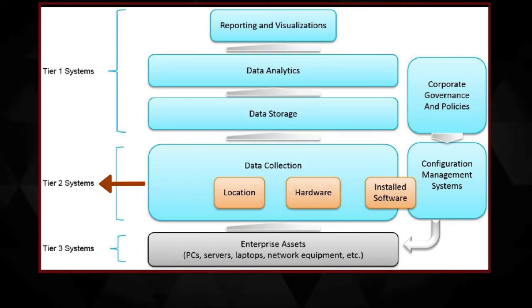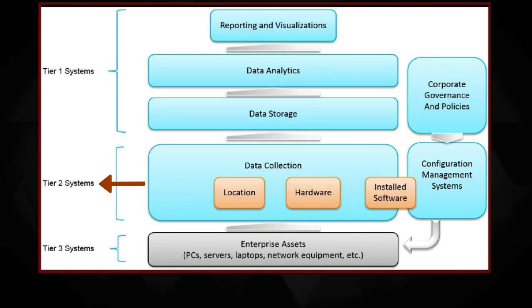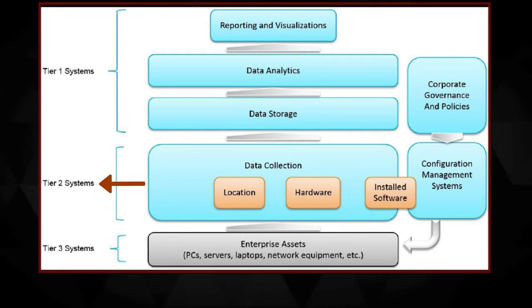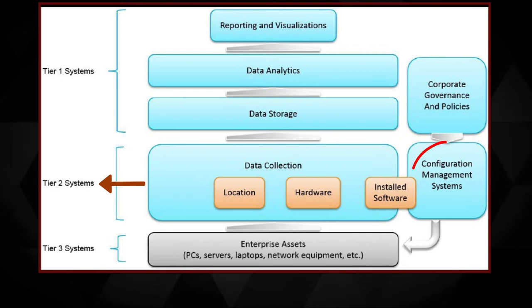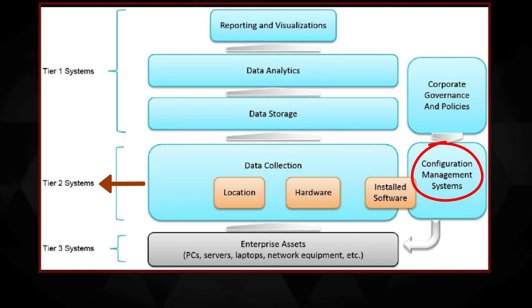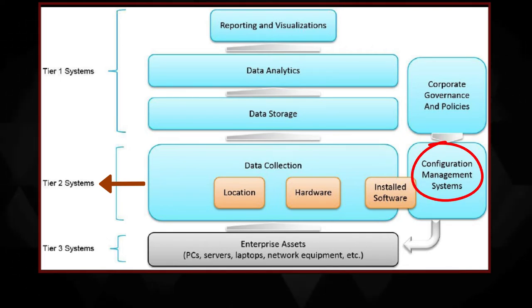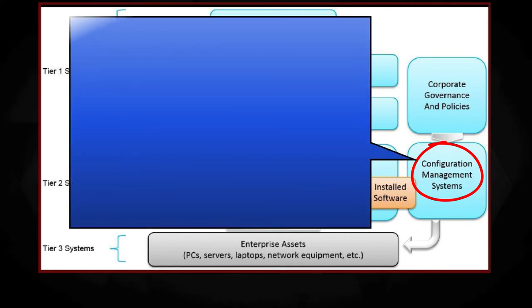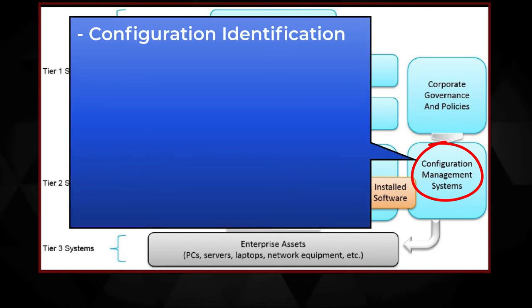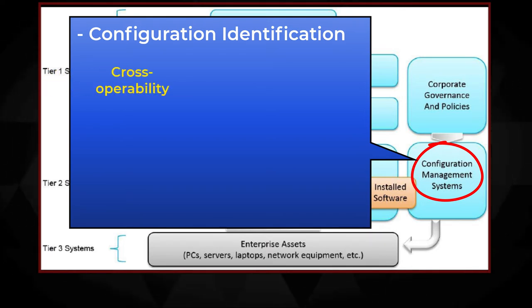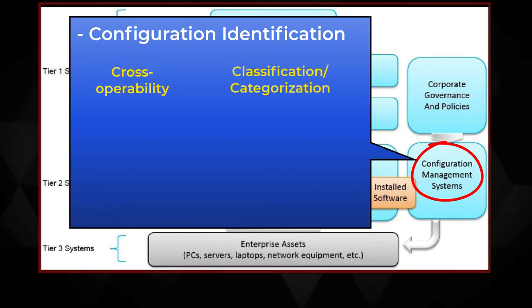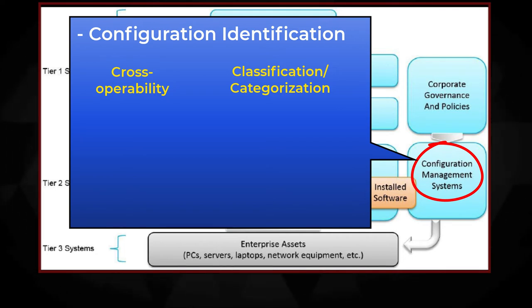Tier 2 collects information for analysis. To effectively support ITAM, organizations should record asset information in a central location, such as a configuration management database, that provides a clear picture of configuration identification of an asset, along with its cross-operability with other systems, its classification, and its categorization.